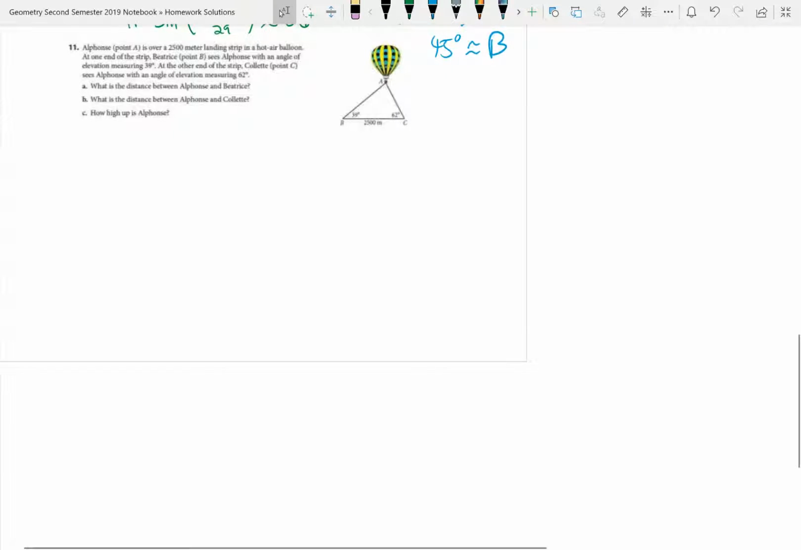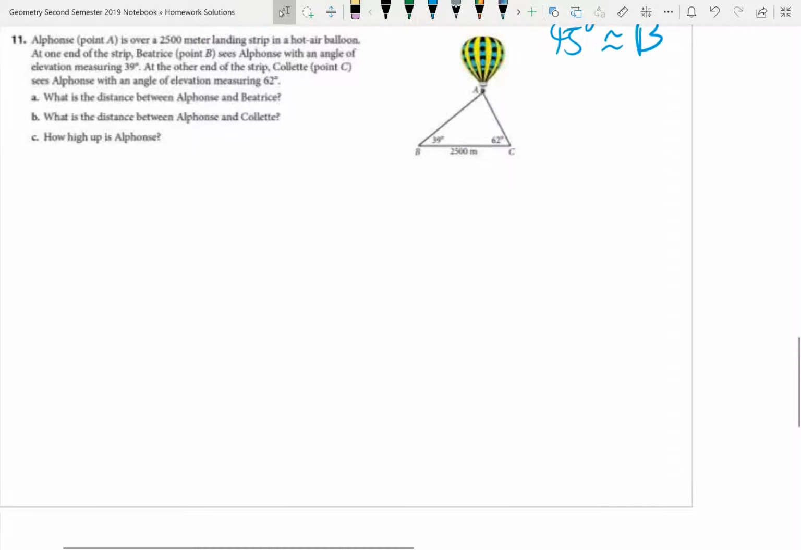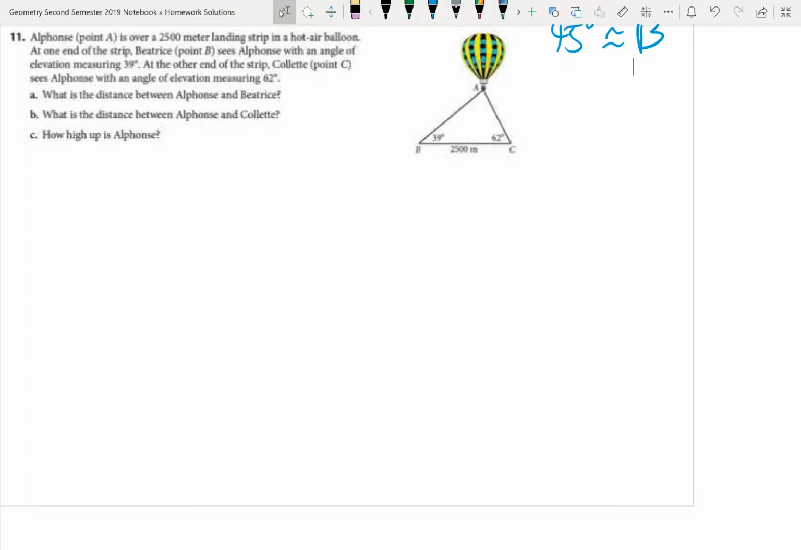In this one, point A is over a 2500 landing strip in a hot air balloon. At one end of the strip, Beatrice, point B, sees Alphonse with an angle of elevation measuring 39 degrees. The other end of the strip, Colette, point C, sees Alphonse with an angle of elevation of 62 degrees. What is the distance between Alphonse and Beatrice, and Alphonse and Colette? So basically we're trying to find this length and this length here. And we're given A.